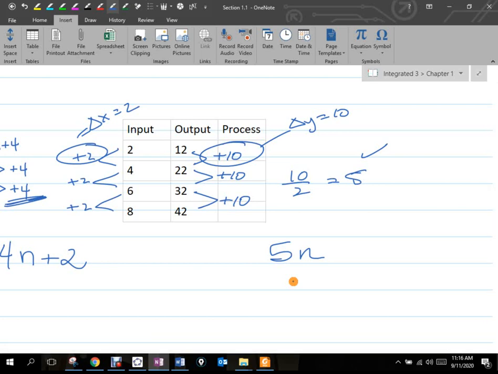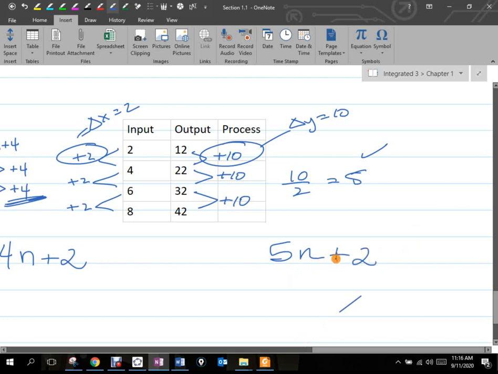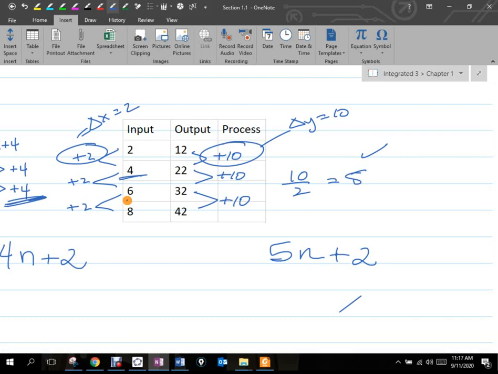And now we just have to see, okay, is that my entire rule, or do we need to adjust it a little bit? So if I go to my input of 2, and I multiply it by 5, does that give me the output of 12? Gives me 10, right? So what do I need to do to that 10 to get to 12? Add 2. So we add 2. And now we're going to see, does that happen? Does that rule work with 4 then? Does that give me the output of 22? Well, 4 times 5 is 20, plus 2 is 22. We can keep checking them, but those are all going to check out then to be generated by that rule.